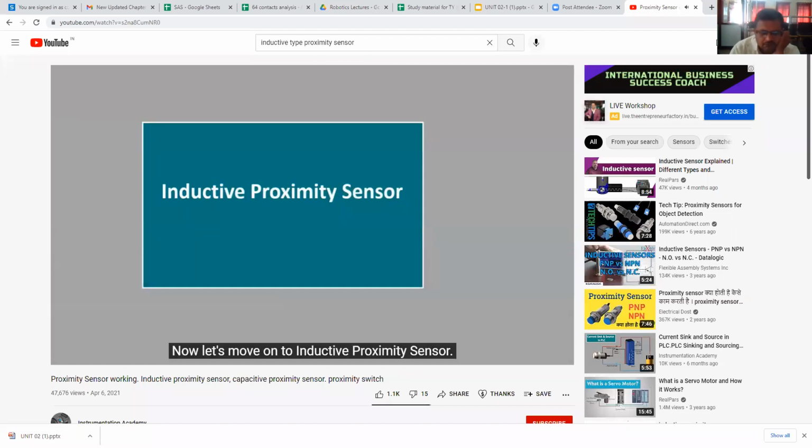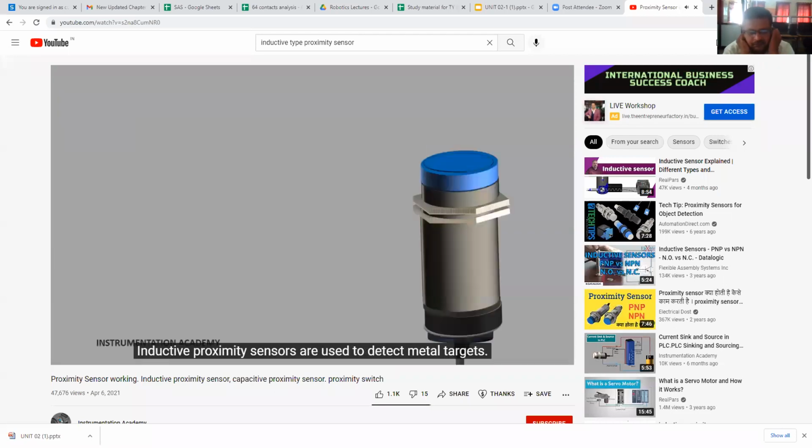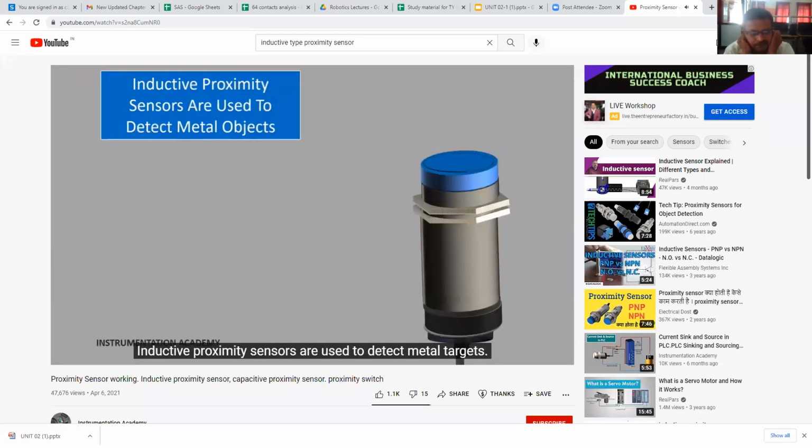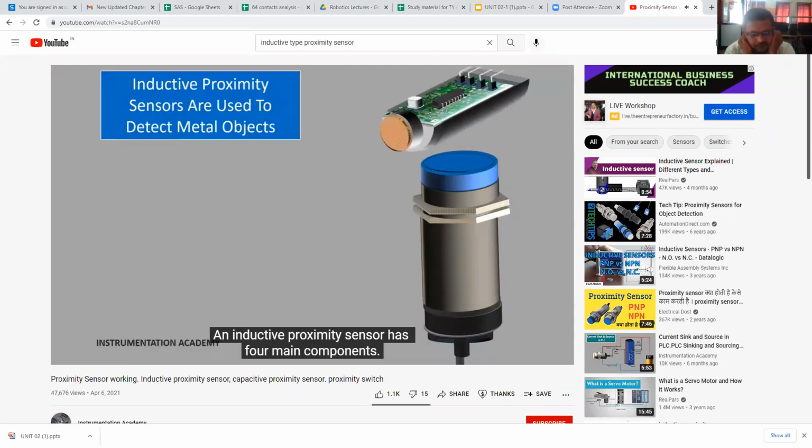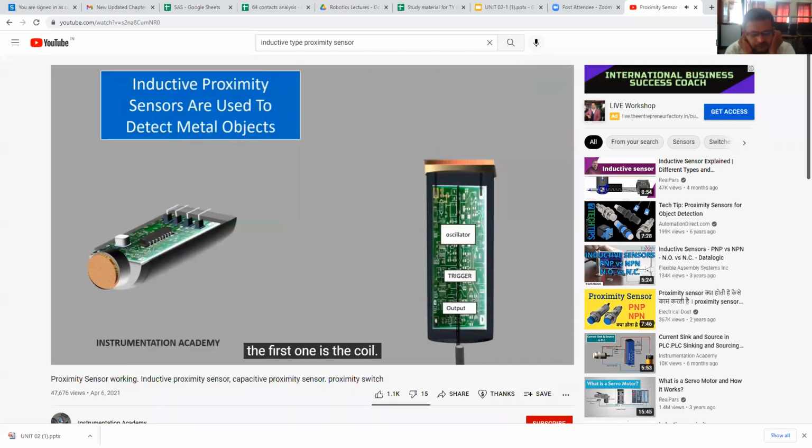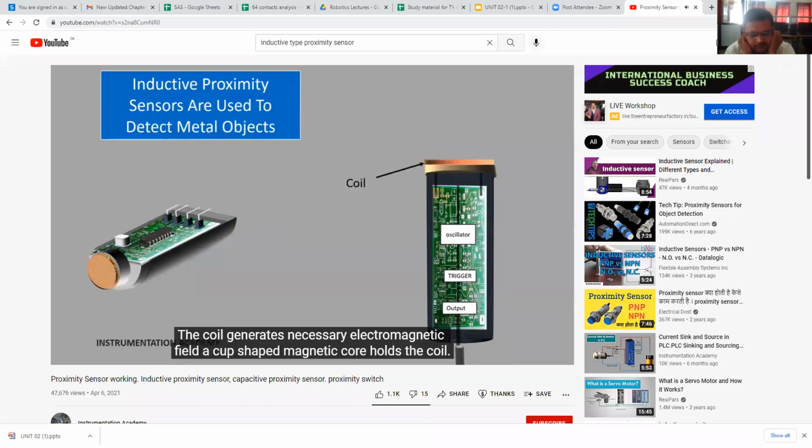Now let's move on to inductive proximity sensor. Inductive proximity sensors are used to detect metal targets. An inductive proximity sensor has four main components. The first one is the coil. The coil generates necessary electromagnetic field. A cup-shaped magnetic core holds the coil. This core is necessary to concentrate the coil's magnetic field on the front area of the sensor.